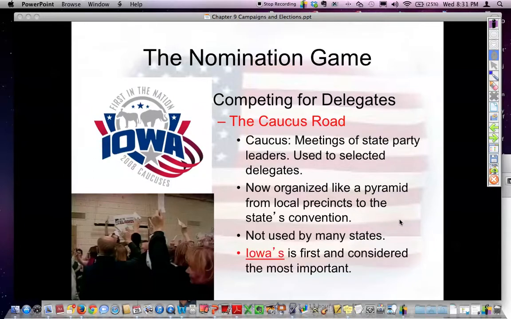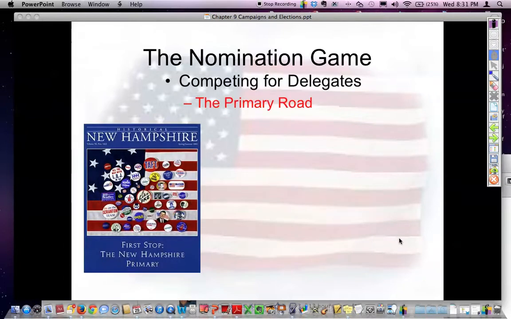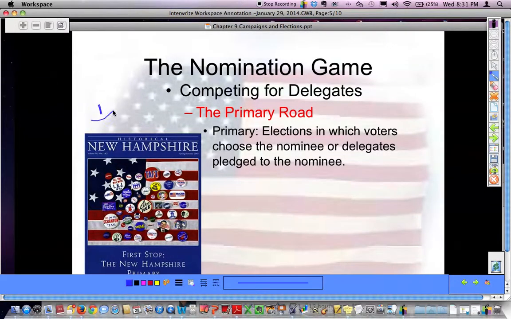This process, the caucus, is not used by many states, and Iowa is the first and considered one of the most important races in the bid for the presidency. The next portion in competing for delegates is the primary road, and the top billing for the primary goes to the state of New Hampshire. They are a very small state, but they've been pretty accurate, over a span of 100 years, on picking the candidate. So normally you can tell if somebody is bound to run for the presidency if they start to visit Iowa or New Hampshire.